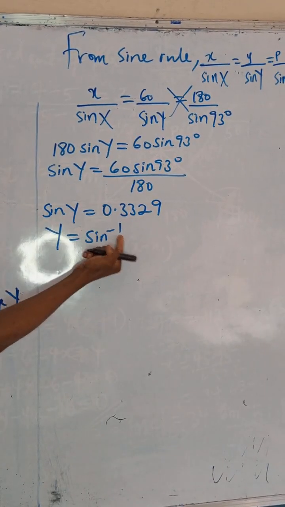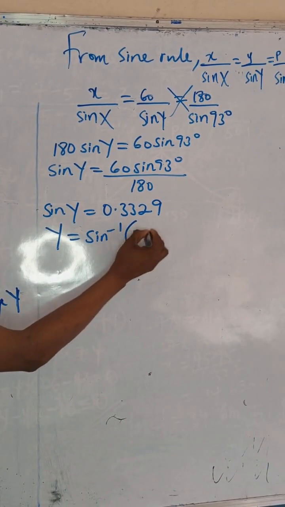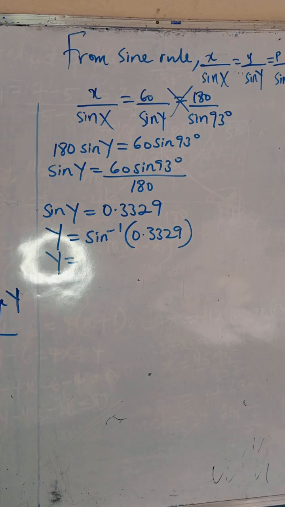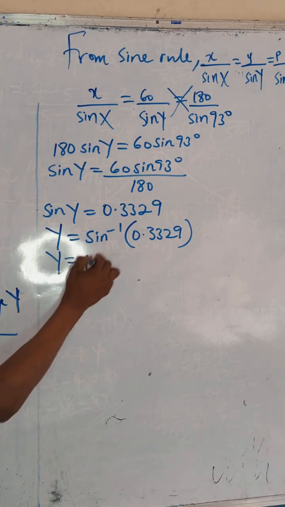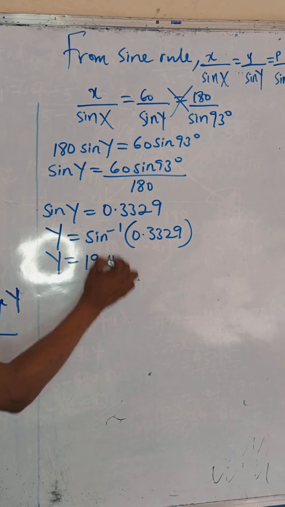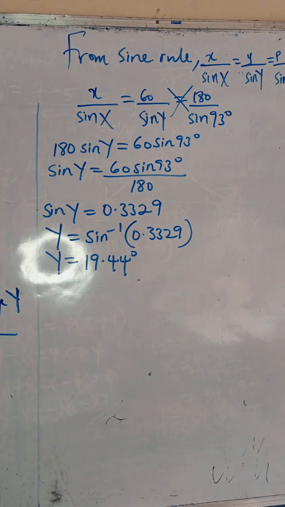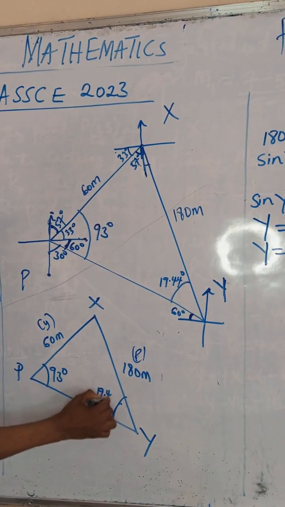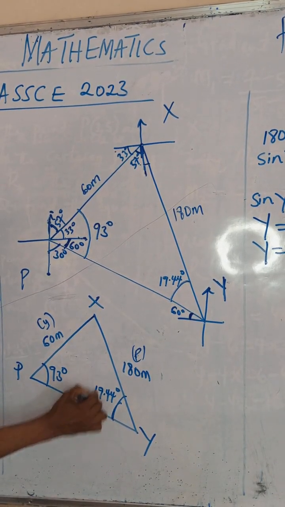When sine comes here, it becomes arc sine, sine raised to power minus 1, of 0.3329. So Y will then be arc sine, shift sine, 0.3329. So that gives 19.44 degrees. So the angle here is 19.44 degrees. That's the angle there.